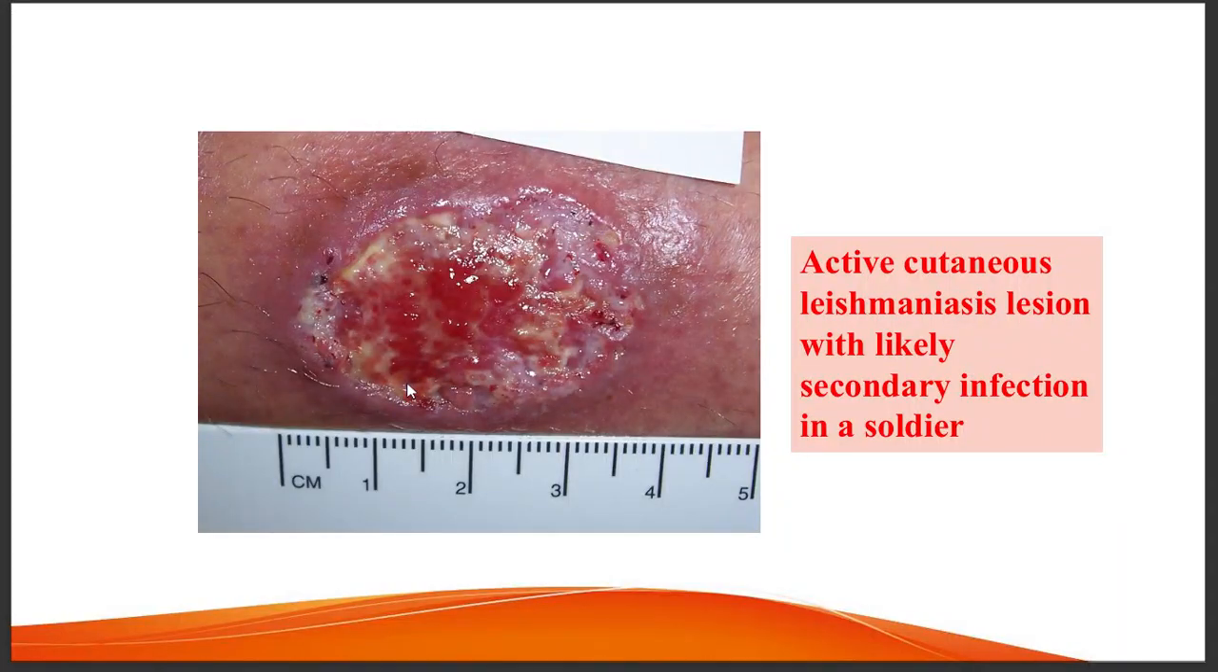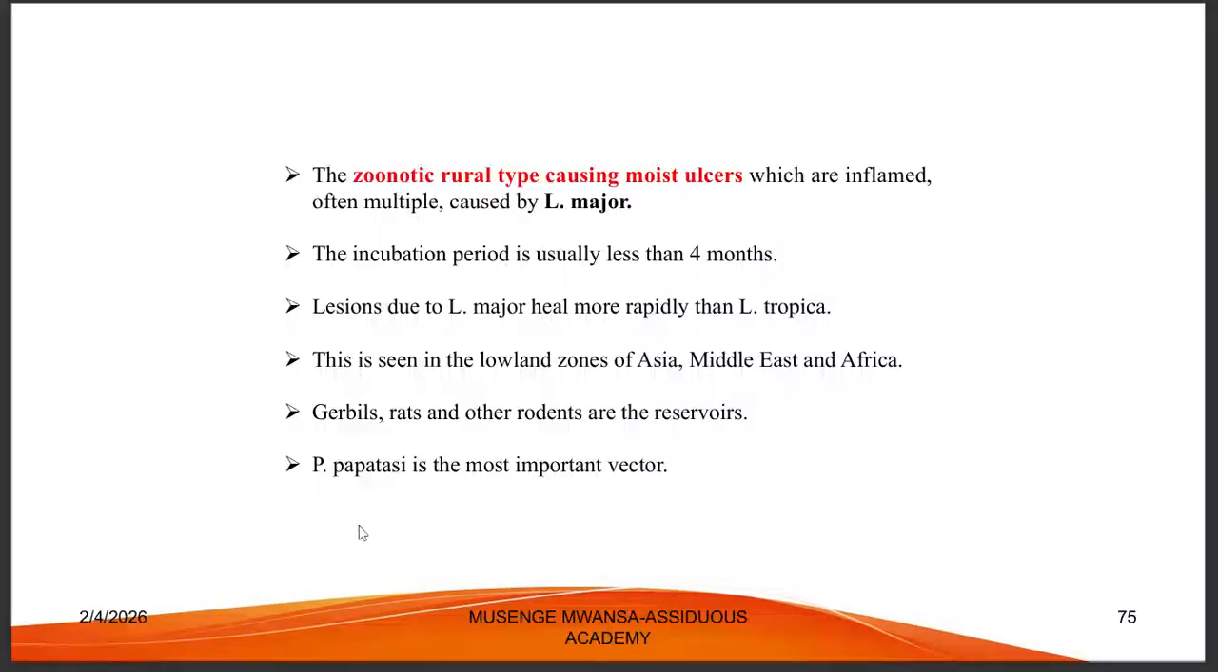Sometimes the same ulcer can become infected, because it's usually dry. But if it's infected by other bacteria, it now becomes soft, as this one is appearing. Okay. So in the zoonotic rural type, most ulcers which are inflamed are often going to be caused by Leishmania major, like when the ulcer is actually moist, that can happen. The incubation period for leishmaniasis is less than 4 months. Okay. Remember I said the incubation period is actually between 2 to 80 months, but it can be less than that.